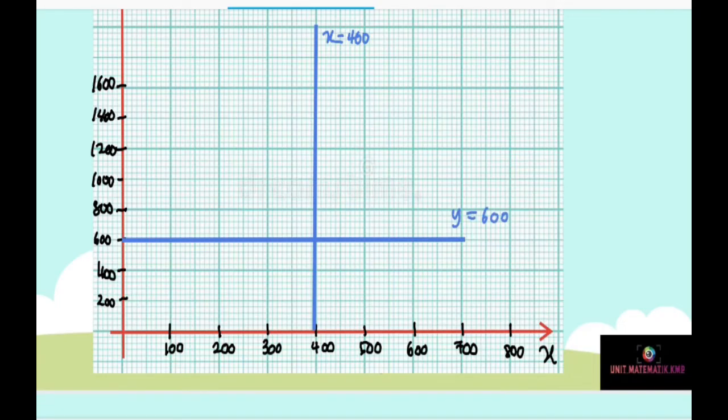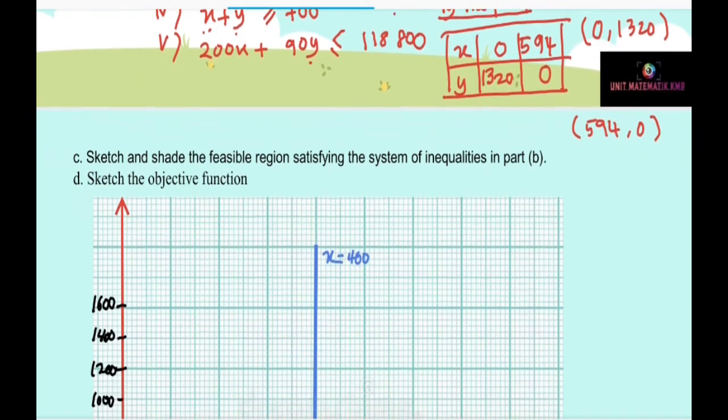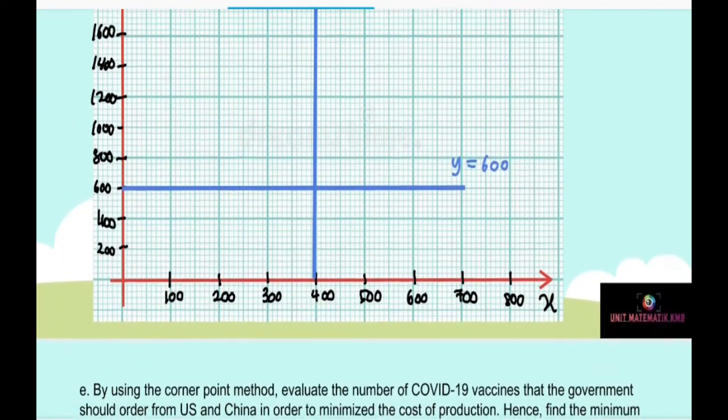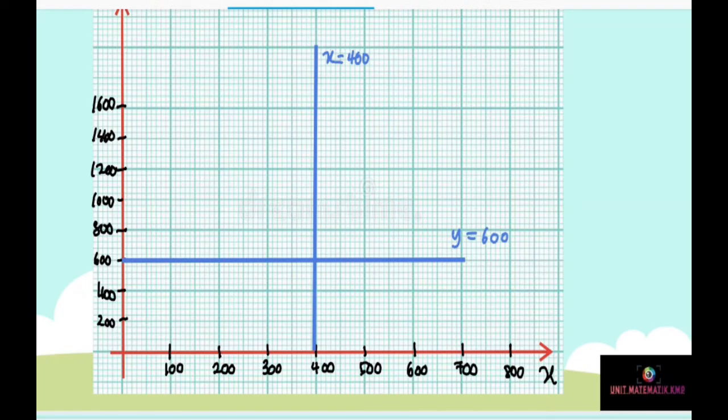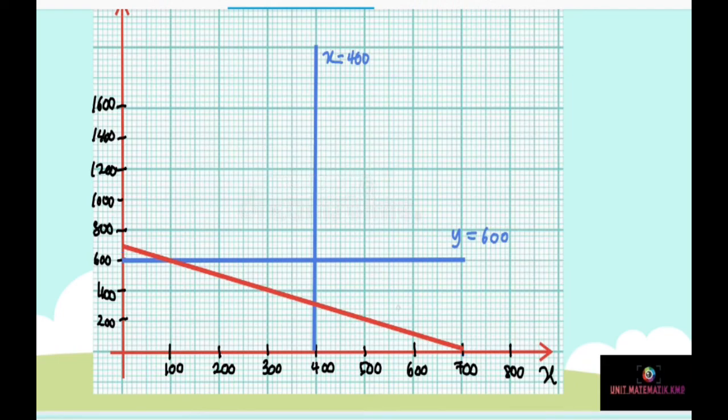Then another line, from inequality number 4, x plus y equals 700. The points are (0, 700) and (700, 0), so the intercept at the x-axis and y-axis is 700. I will use a red line. So 700 is around here, and it connects to 700 here. So this line is x plus y equals 700.